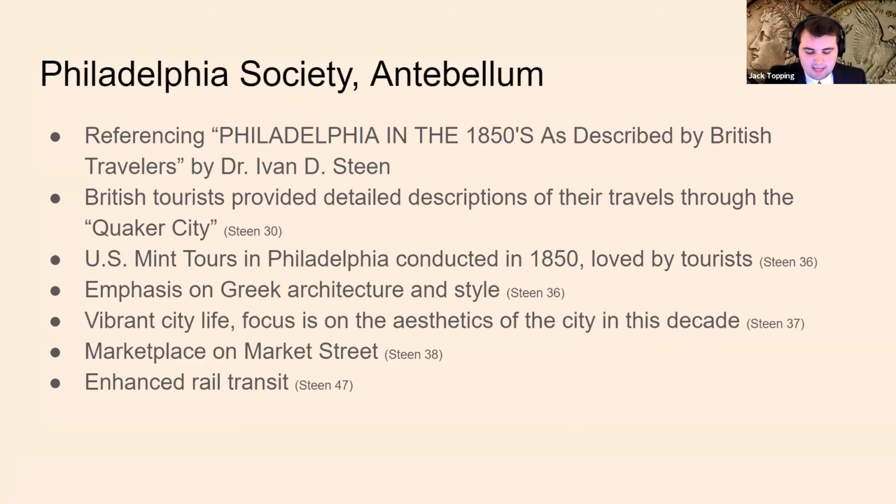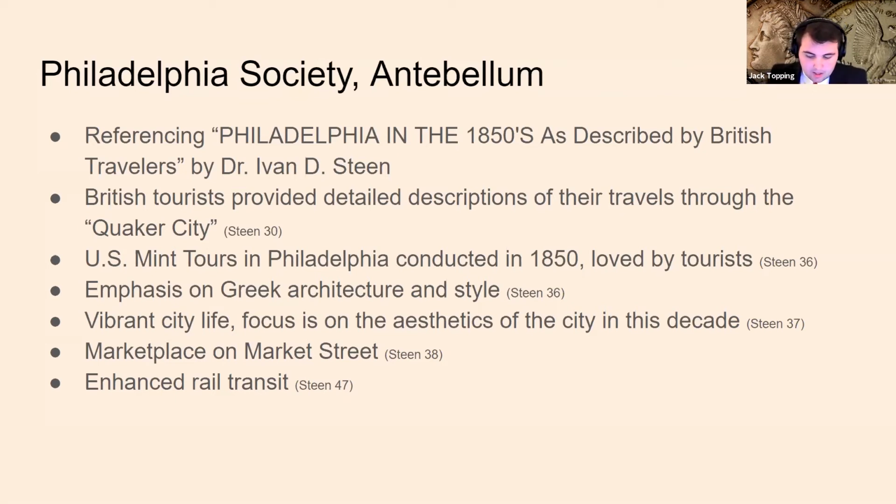Let's take a look at what the British tourists say about Philadelphia. I selected this for the perspective, and I wanted to talk about what Dr. Ivan Steen, who wrote this, said about visitors visiting the U.S. Mint. Obviously, I wanted to include this in a discussion about numismatics in Philadelphia. So I'd like to read you a quote from Dr. Steen about visitors to the U.S. Mint in Philadelphia in 1850.